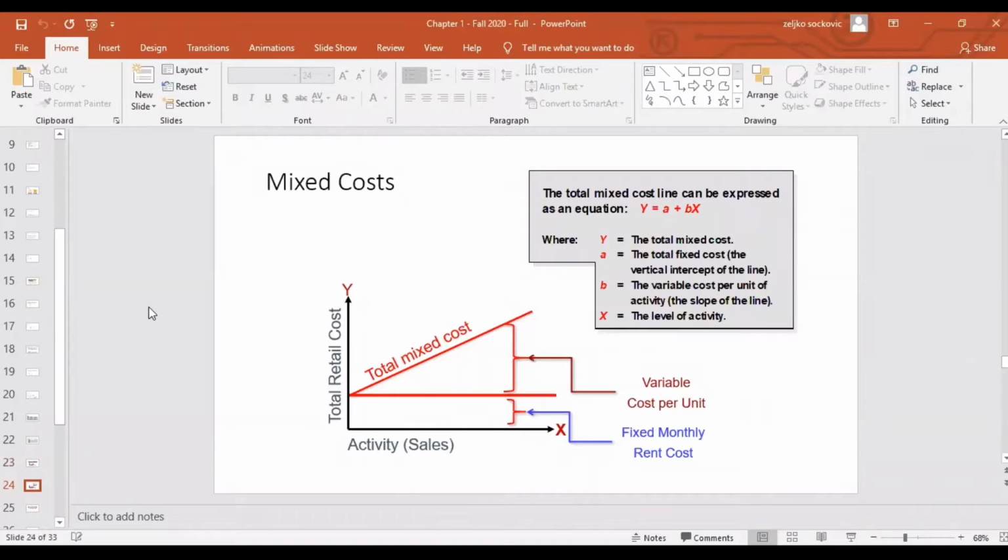This is a mixed cost equation line. You don't need to remember it in this way, Y equals A plus BX. You simply understand what A stands for and what B stands for, and remember that Y is total cost. So you can always work with the basics: total cost, that's Y, is equal to my fixed cost plus my variable cost per unit times number of units, or whatever the daily activity is, commission dollars or something like that.